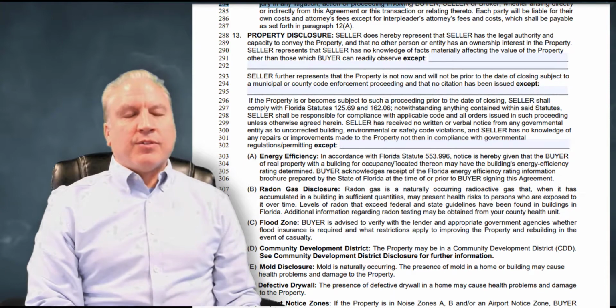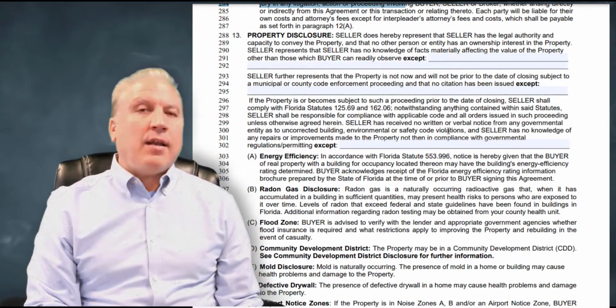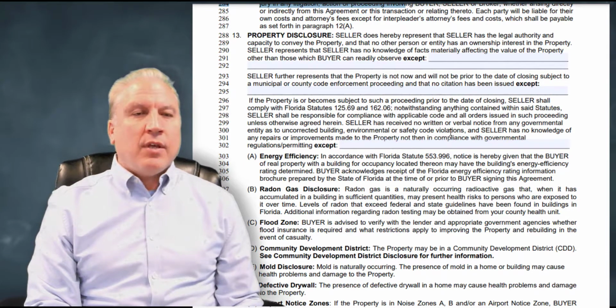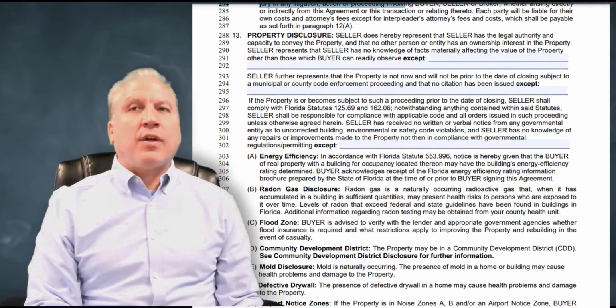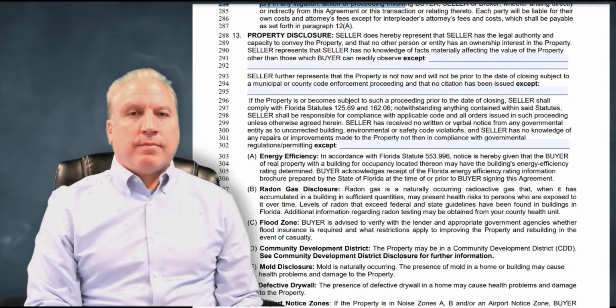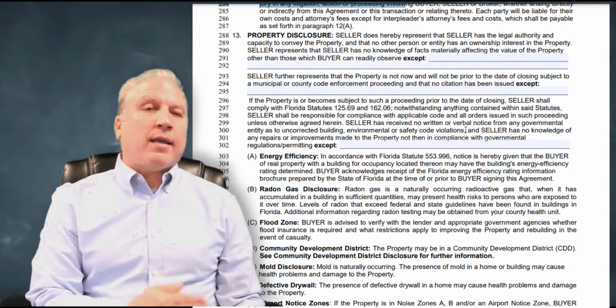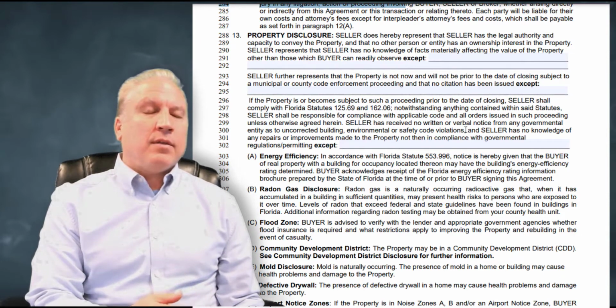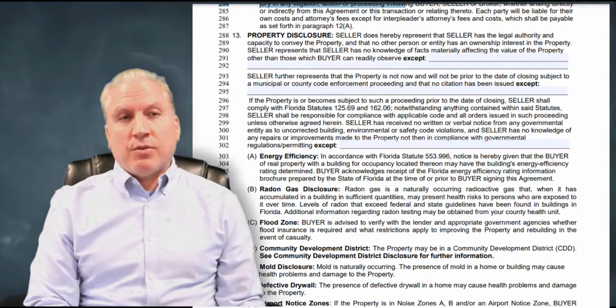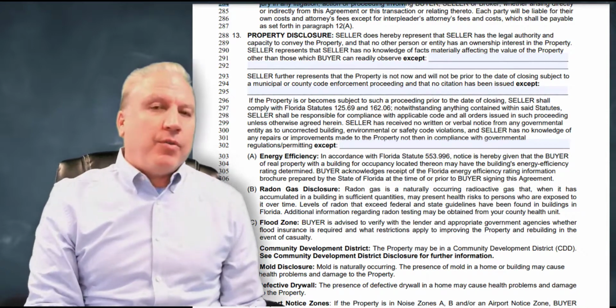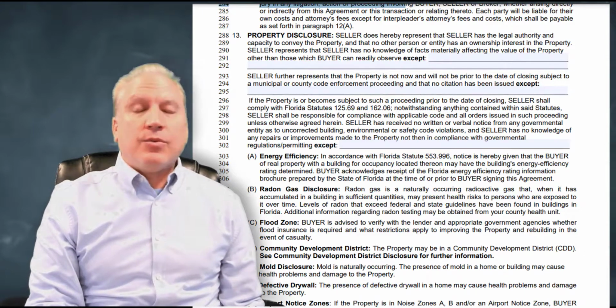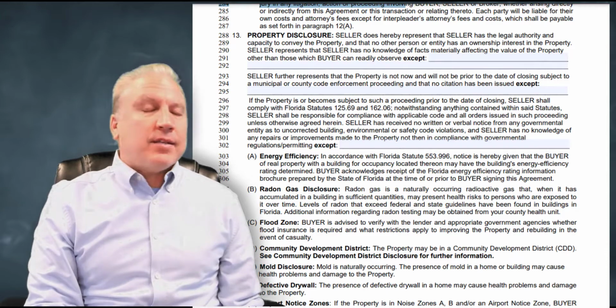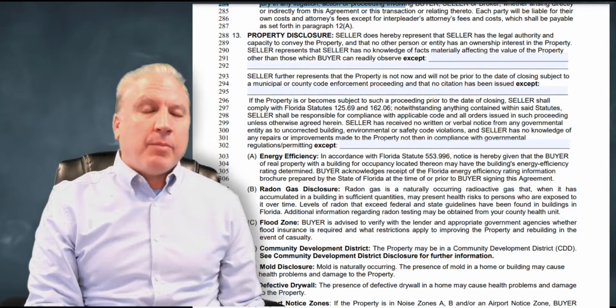Property disclosure. This is huge. Every state has property disclosures. You can't just say as a seller, I didn't know. Or you can't hold back information that you have about the property that might be of interest to the buyer. For example, if you know that the roof is about to cave in and you sell the house anyway, that's not something you can keep from the buyer.